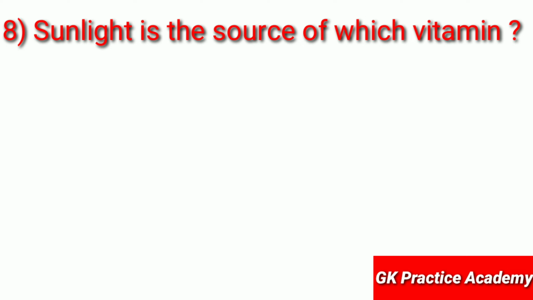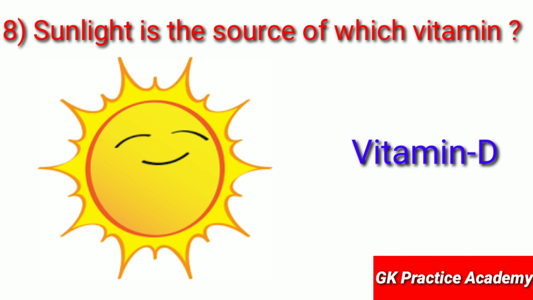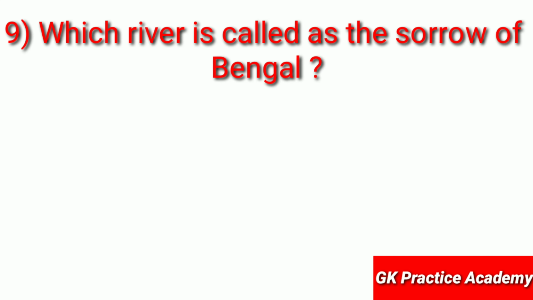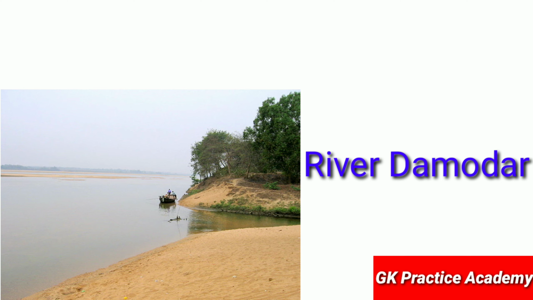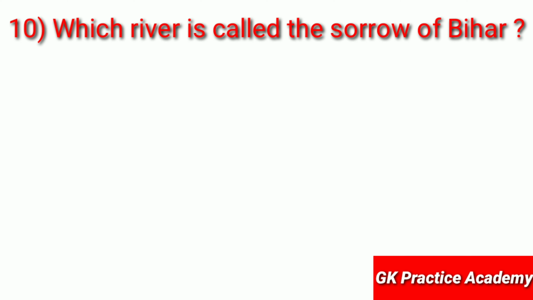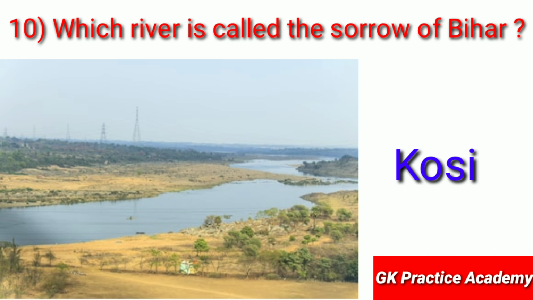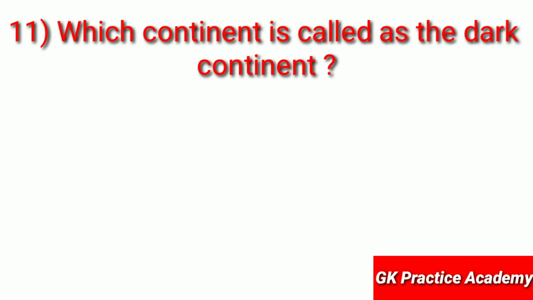Question number 8. Sunlight is the source of which vitamin? Answer is vitamin D. Question number 9. Which river is called the Sorrow of Bengal? River Damodar, for repeated floods. Which river is called the Sorrow of Bihar? The answer is Kosi River, called the Sorrow of Bihar.